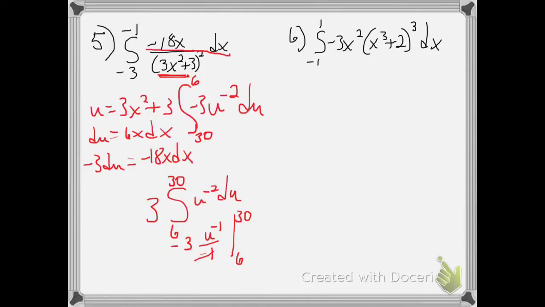So I plug in 30. That's a 1 over 30, minus what I get when I plug in 6. And I go ahead and do the work here. Basically, I end up with a negative 1/10 plus 1/2, which will give me 2/5.